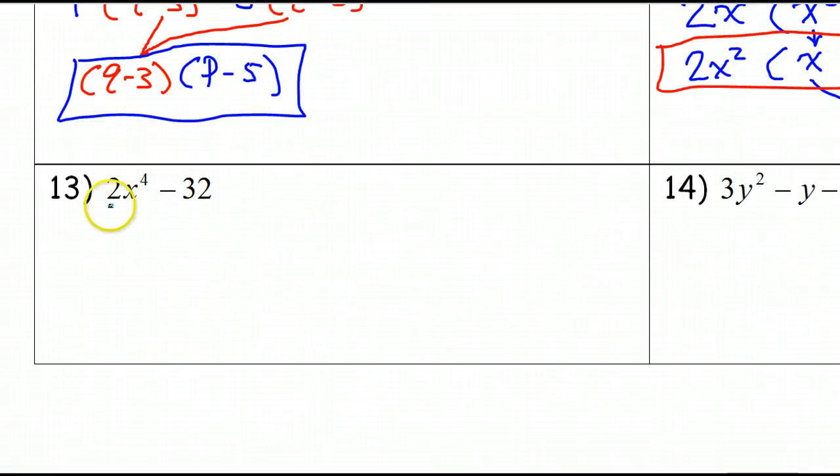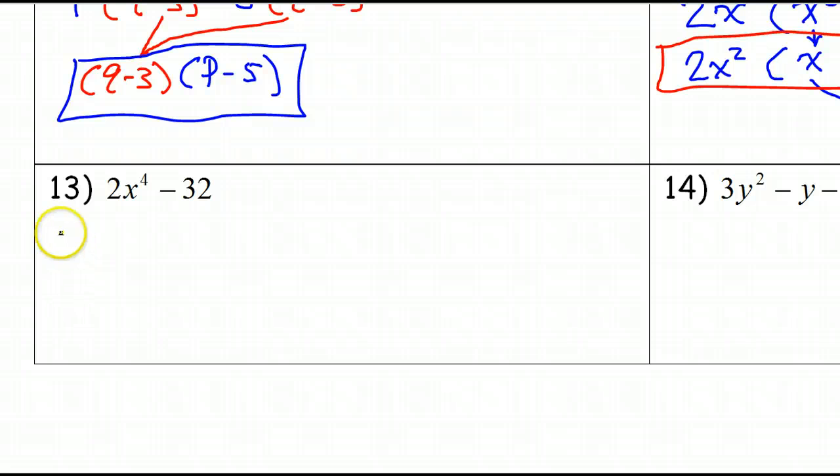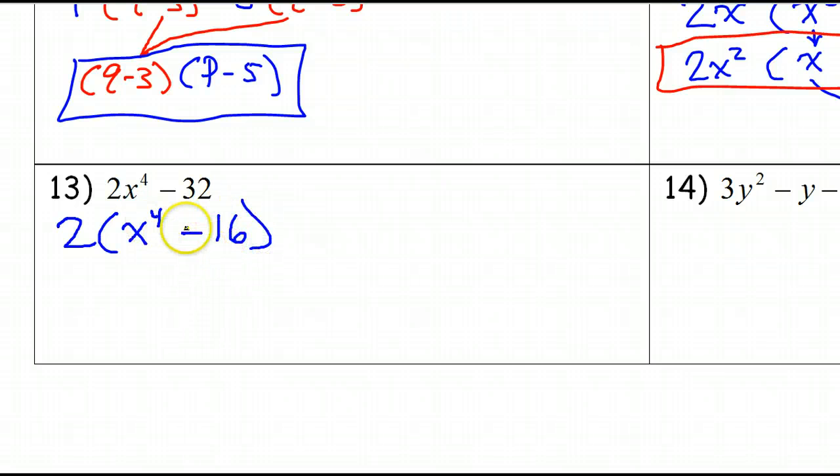Alright, last two problems. There is a GCF here. They're both divisible by 2. So if I pull that out, I've got 2, and then I've still got x to the fourth power minus 16. Alright, now it's harder to see because we haven't done one exactly like this before, but this is the difference of two squares.